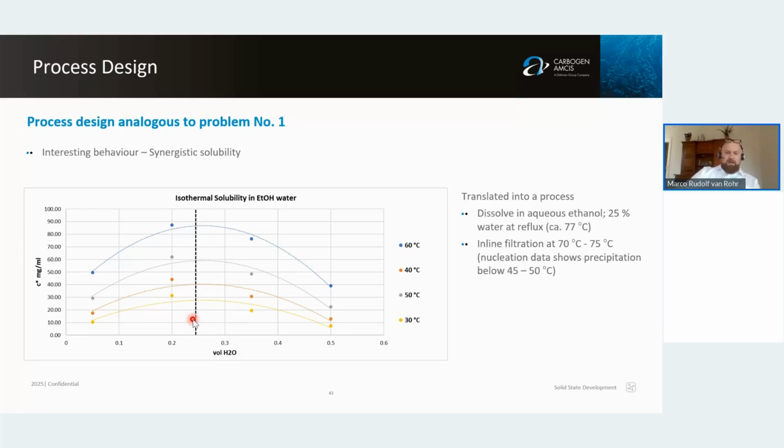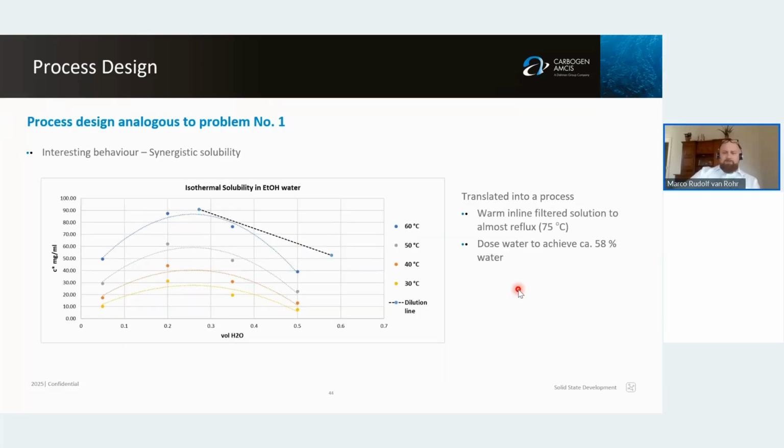Based on that, we said, okay, we build a process. We started at 25% water. That's only 60 degrees Celsius here. So we go approximately to reflux to dissolve it. We do an inline filtration hot, 70 to 75 degrees Celsius, and we saw from the nucleation data that we have an operation window of 20 to 30 degrees Celsius. The warm inline filtration was at a temperature of 75 degrees Celsius, and we added water to achieve a water content of 58%.